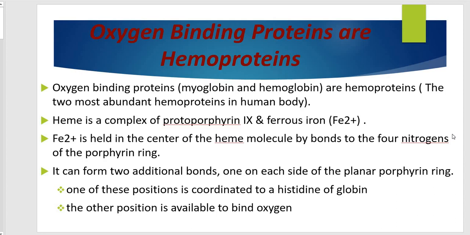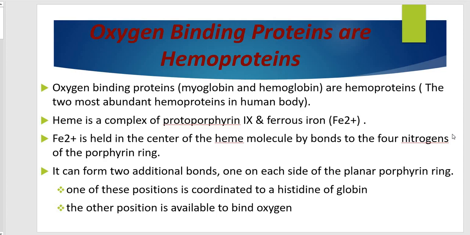We said that hemoproteins are conjugated proteins, having two parts: the protein part, which is the globin, and the non-protein part, which is the heme prosthetic group. We will study both parts to know the structure and function of both myoglobin and hemoglobin. The non-protein part, which is the heme, is a complex of protoporphyrin 9 and the ferrous iron in the center of the ring.